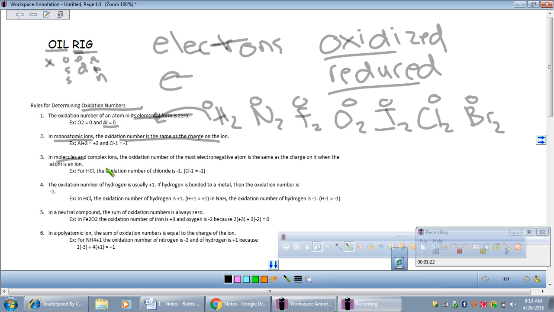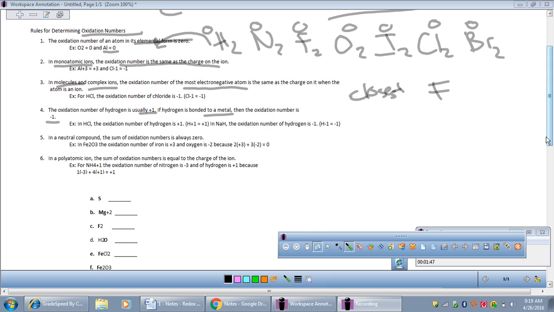If you're talking about a molecule or complex ion, there's a few rules you have to follow. Always base the charges off of the most electronegative atom, meaning closest to fluorine. Okay. The oxidation number of hydrogen is usually +1, but sneaky hydrogen can sometimes be -1 if it is bound to a metal, so be careful of that. The other rules are, if you have a neutral compound, the sum of the oxidation numbers has to equal 0, so when they add up, it must be 0.